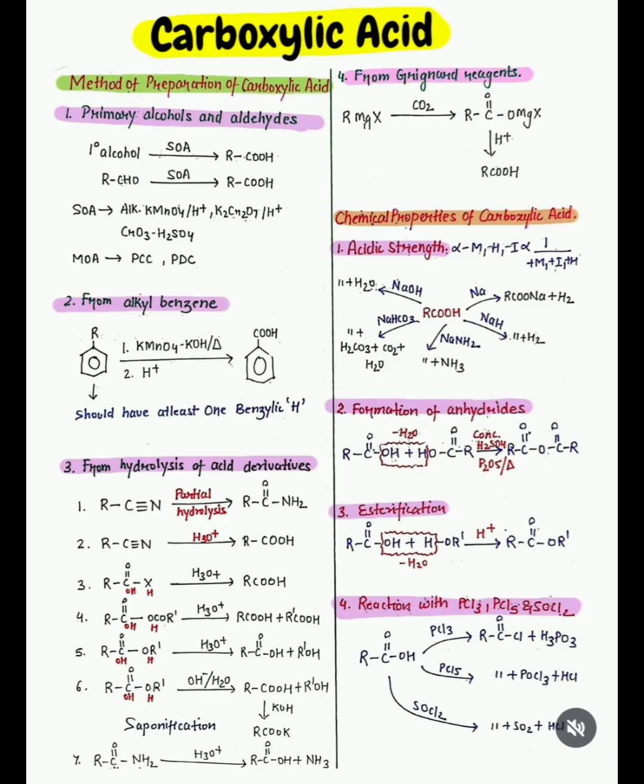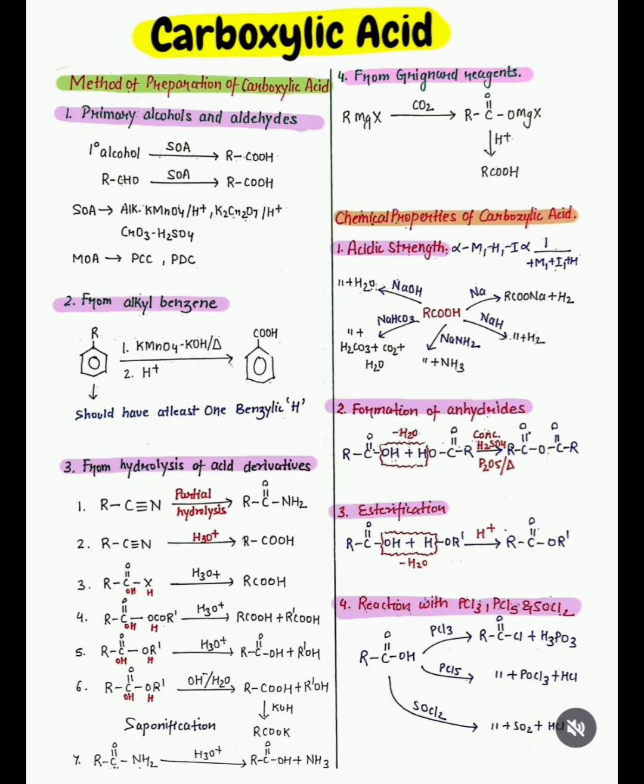Similarly, some mild oxidizing agents are also used, that are PCC, that is pyridinium chlorochromate, and PDC, that is pyridinium dichromate. The second method is from alkyl benzene. When alkyl benzene reacts with KMnO4 in alkaline medium under strong heating, followed by hydrolysis, it gives benzoic acid as a major product. The condition is that the reactant molecule should contain at least one benzylic hydrogen atom. The third method for the preparation of carboxylic acid is from hydrolysis of acid derivatives.